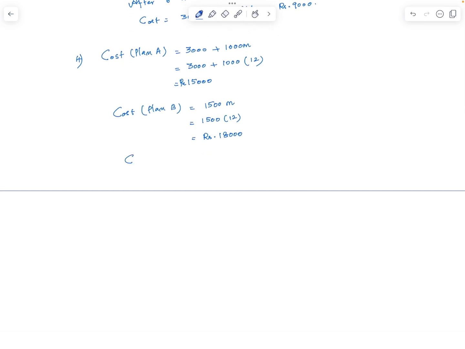Comparing both, the cost for Plan A is less than the cost of Plan B. Therefore, Plan A is economical.